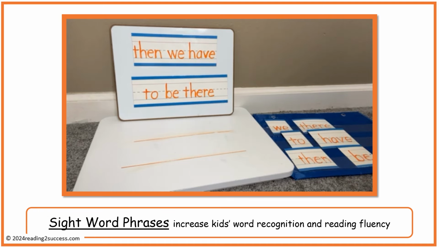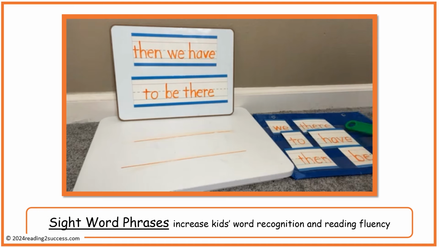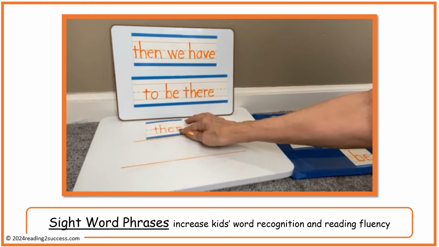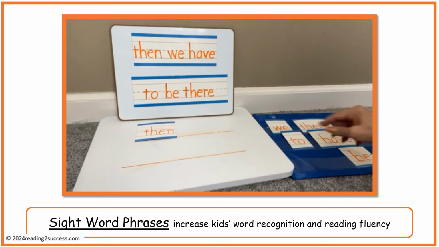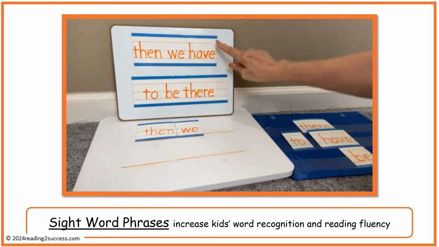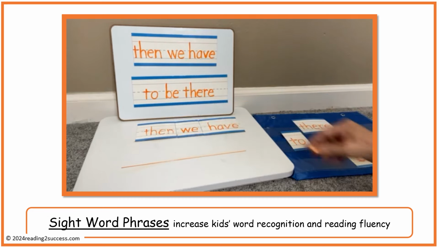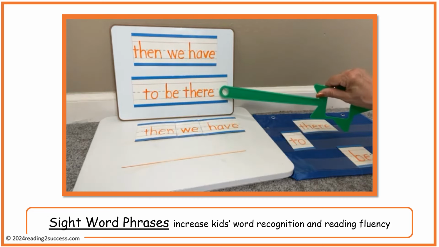Then ask them to make each of the sight word phrases using the sight words, beginning with the first one. So we would begin with then. We're looking for this next. We. Then the word have. Then ask them to make the second sight word phrase.